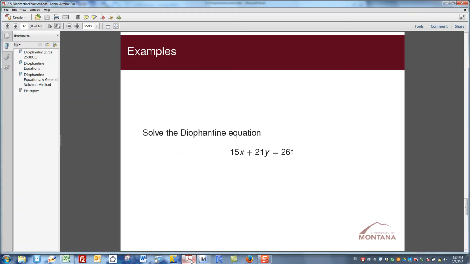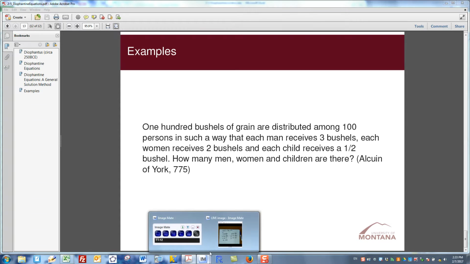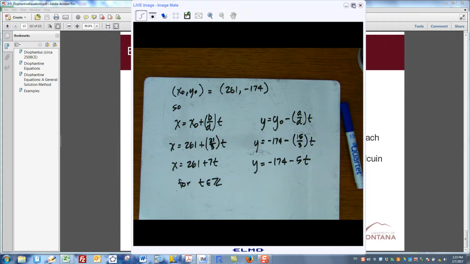Okay. So let's see, one more question. Let's go ahead and solve this question from earlier on, right? We think that 100 bushels of grain distributed to 100 people, such a way that each man receives 3 bushels, woman receives 2, and child receives half. How many men, women, and children are there? Okay, so let's go ahead and switch over to our image, and we'll finish on this problem.